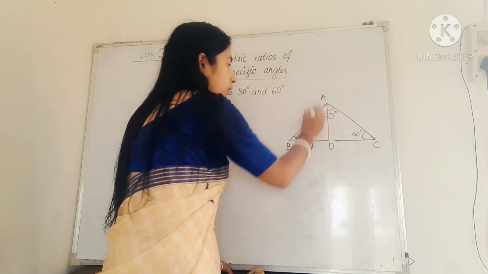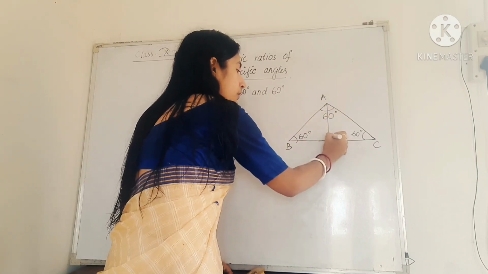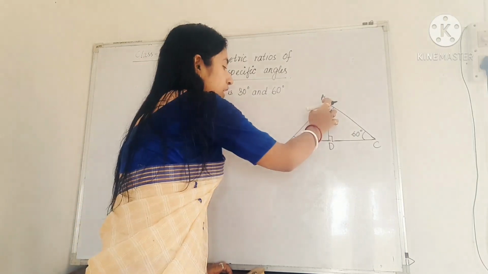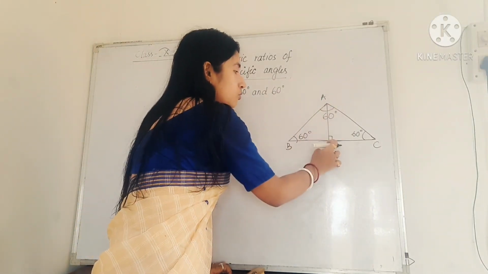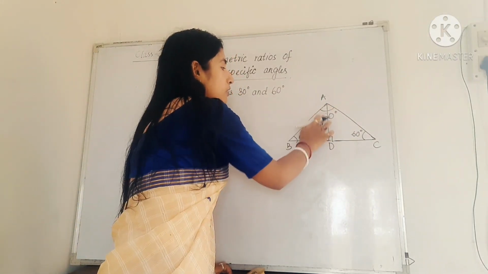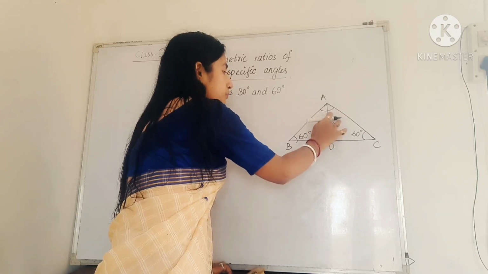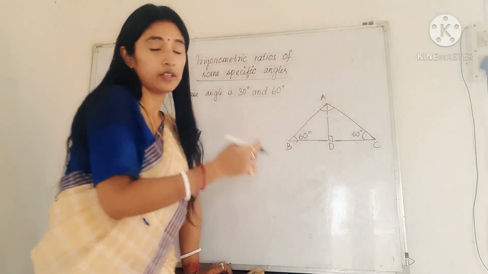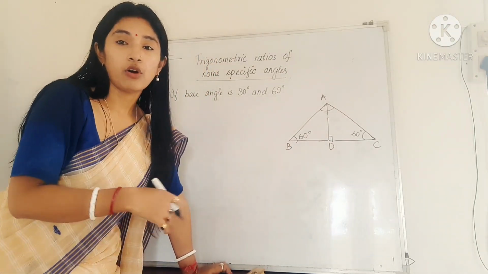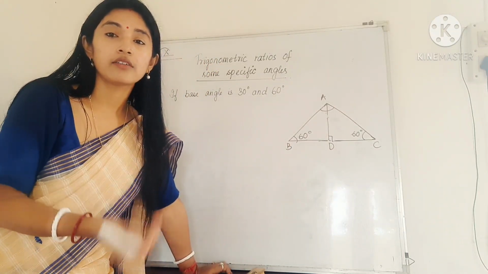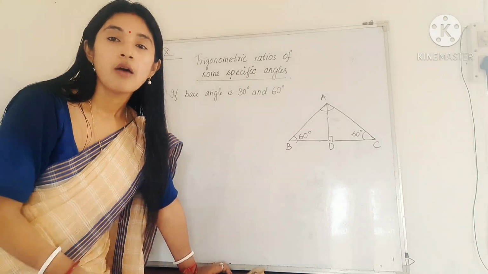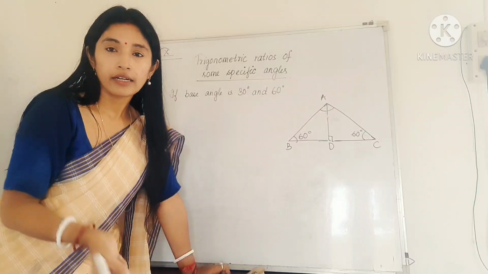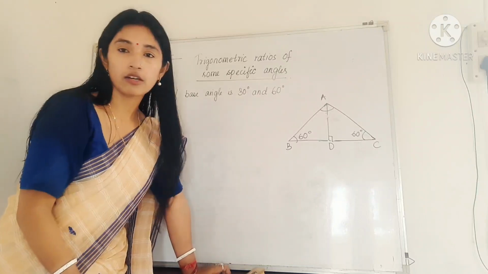So this is the perpendicular, AD is perpendicular on BC. So we can prove that triangle ABD is congruent to triangle ADC, because here you can see this AD will be the median of this triangle, and we already know that the median of a triangle divides the triangle into two equal parts. So by that way also, and by concurrency criteria also, we can prove that two triangles are congruent.